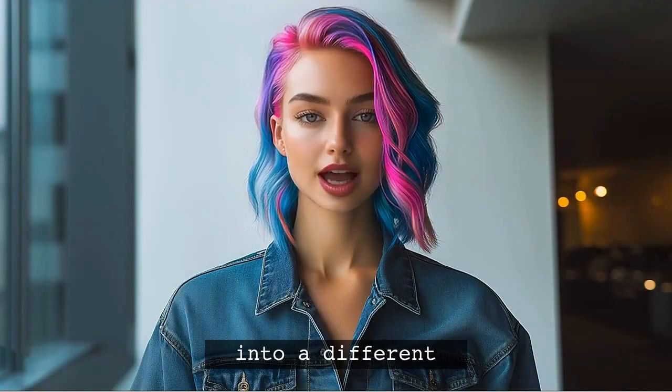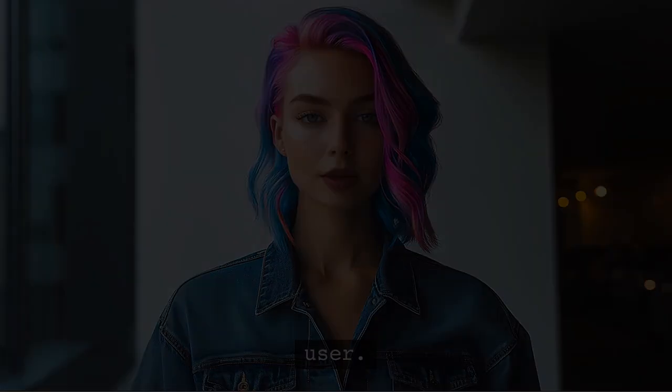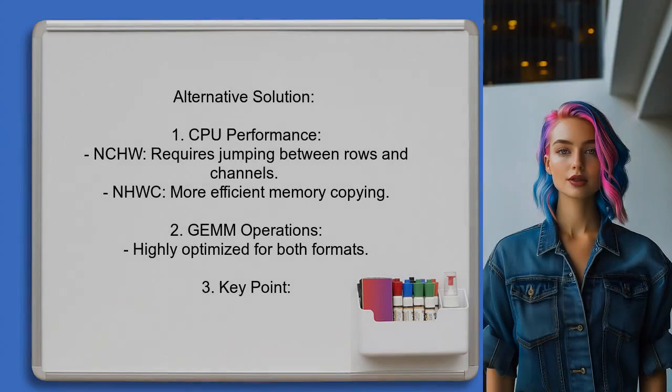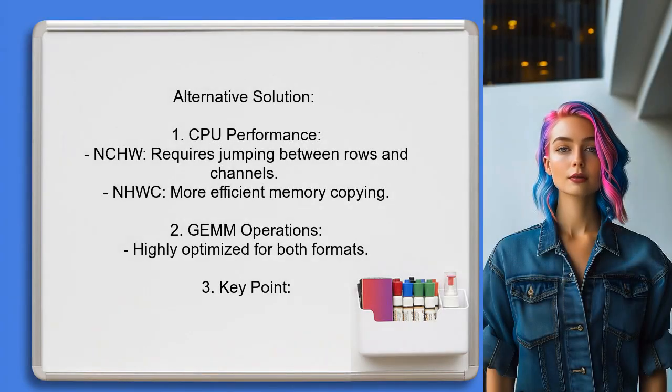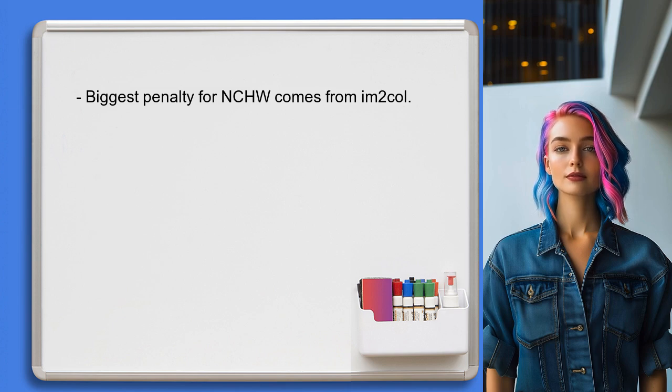Now, let's dive into a different answer from another user. This user explains that on the CPU side, the performance difference between NCHW and NHWC formats mainly arises from how data is accessed during the im2col operation. For NCHW, the data access pattern requires jumping between rows and channels, which can slow things down. In contrast, NHWC allows for more efficient memory copying as it processes data in a more contiguous manner.